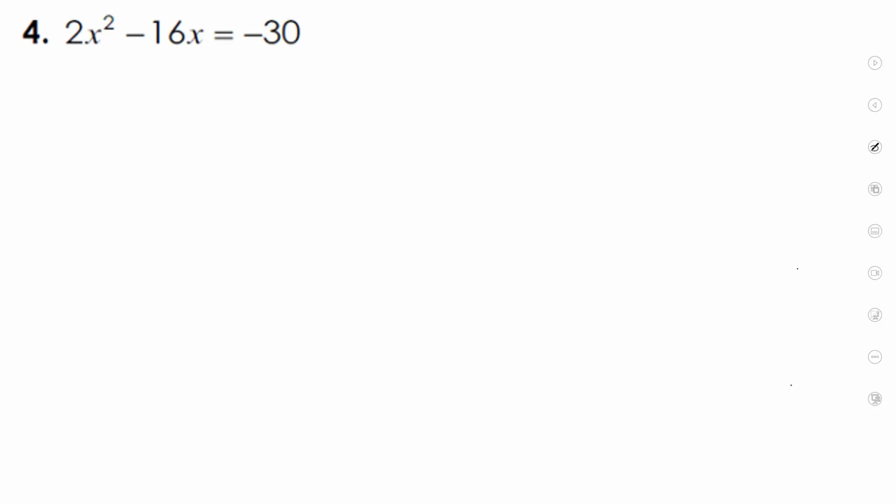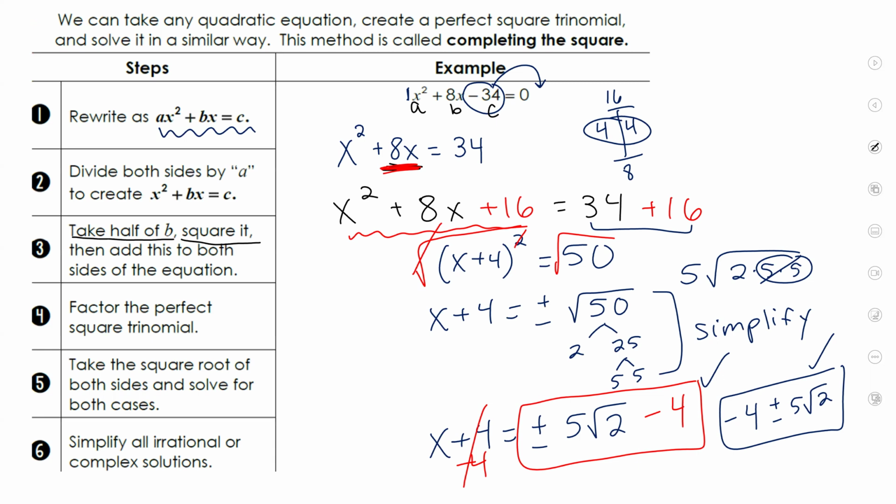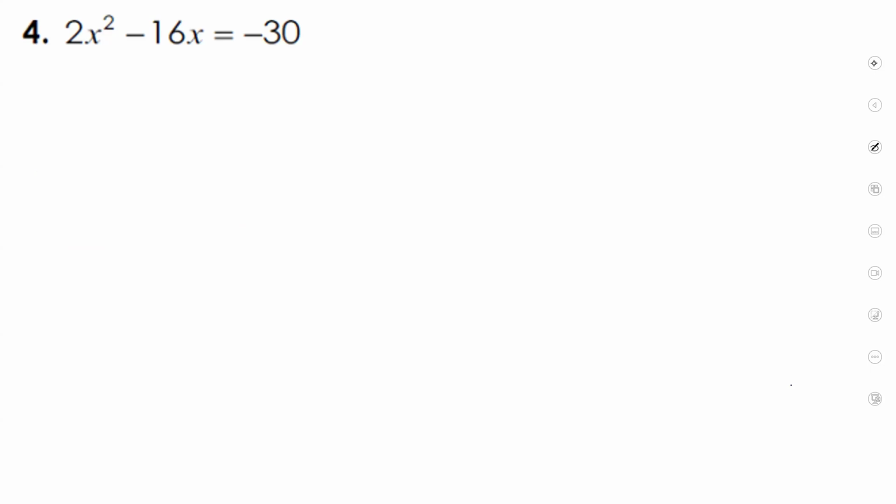Okay, so number 4, step 1, it says rewrite it as this format. It's already rewritten in that format. Step 2, divide both sides by A. So let's look at this problem. What's the A value? 2. This is A, this is B, and this is C. It said divide everything by A. So I'm going to go ahead and divide every single thing by 2. We are left with x squared minus 8x equals negative 15.